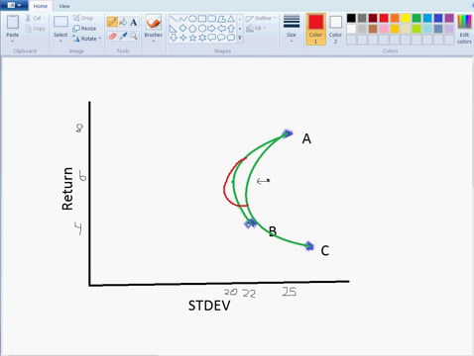So the smaller the correlation, the more that this portfolio arc will swoop to the left. In fact, if you have a perfect negative correlation, it would look like this, and you go all the way to no risk. That's what perfect negative correlation would do. Generally, we don't have perfect negative correlation, so it swoops somewhere less than that. But you can have less correlation or more correlation depending on the kinds of assets.